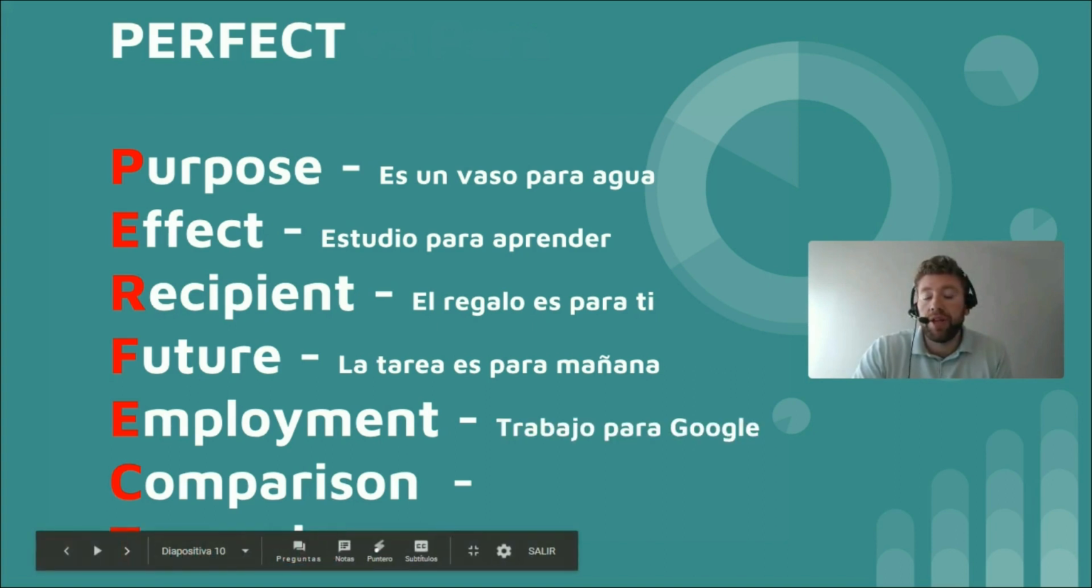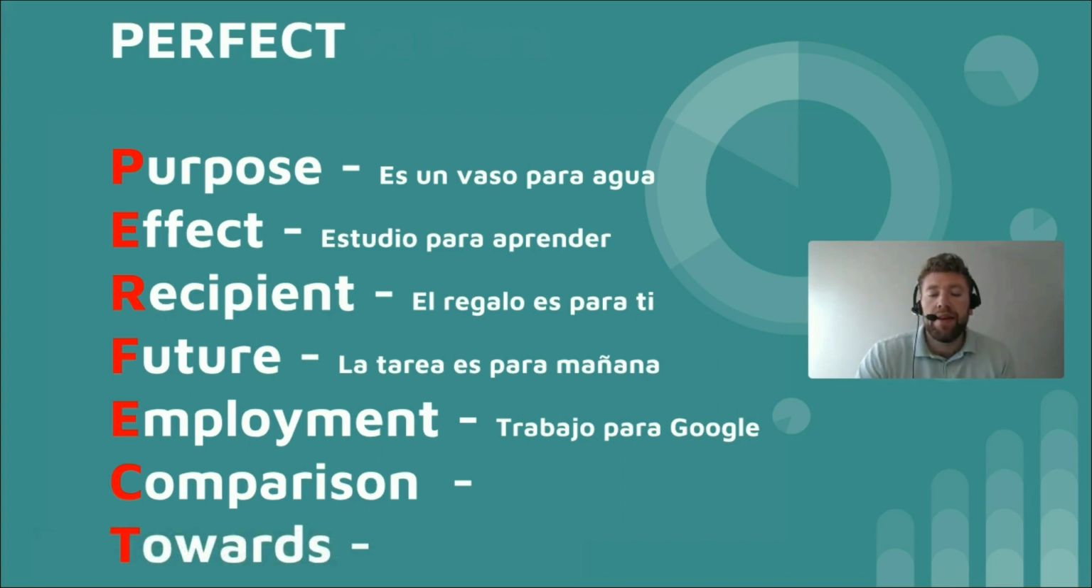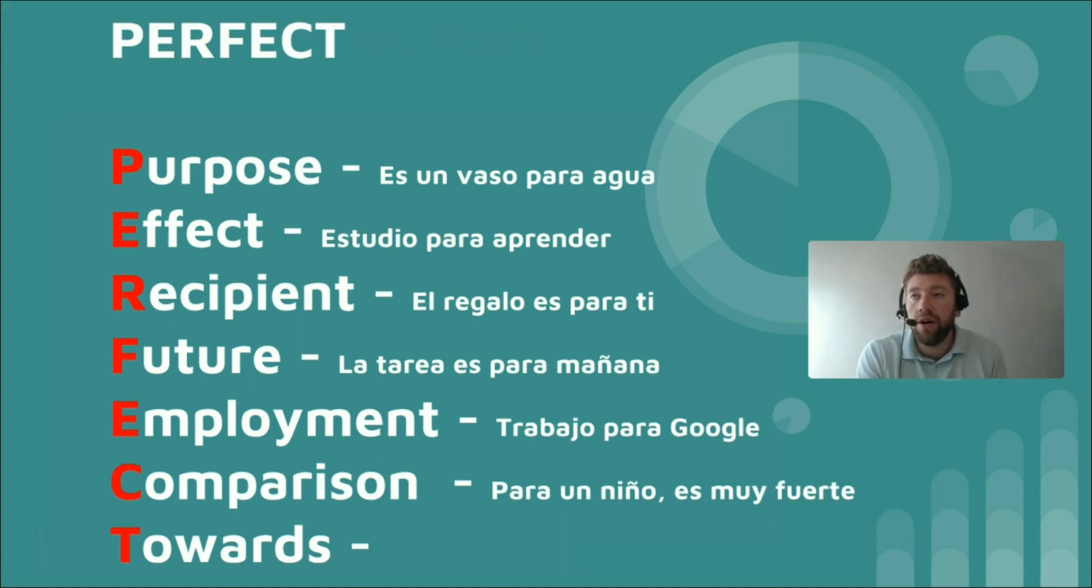So for example, trabajo para Google. This is who you work for. Another big one is for comparisons. Para un niño es muy fuerte. For a child, he's very strong. Or another example would be para lo mucho que comes, eres muy delgado. Delgado. For as much as you eat, you're quite thin. You're very thin.